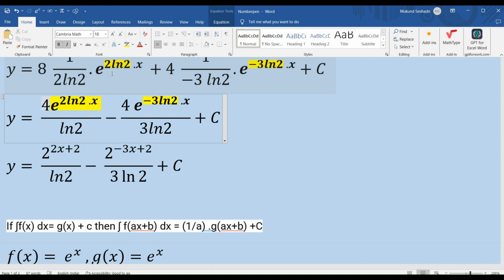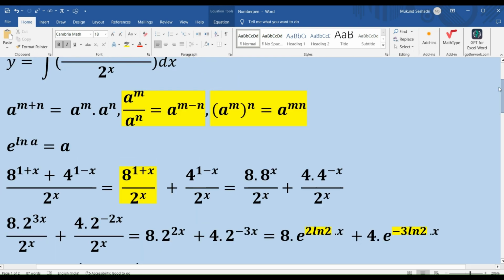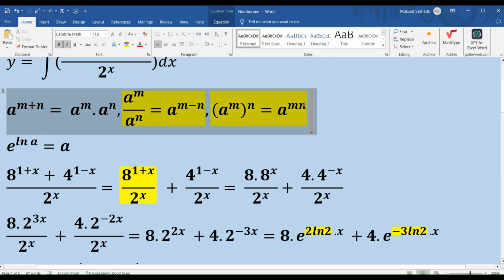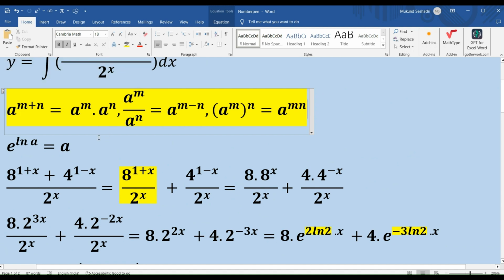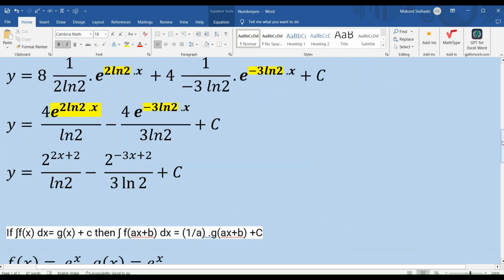And in step 2, I rewrote 4 as 2 square, and we have 2 to the power 2x into 2 square, which is nothing but 2 to the power 2x plus 2. So all of them are using the identities that we wrote before beginning to solve the problem. These three identities, please do remember them. Please understand how we arrive at these identities. And e to the power ln a equal to a is another important identity that I would suggest you remember. Now we come back to our final answer.